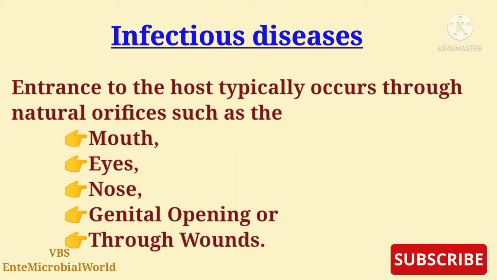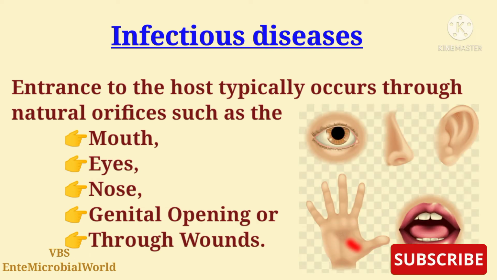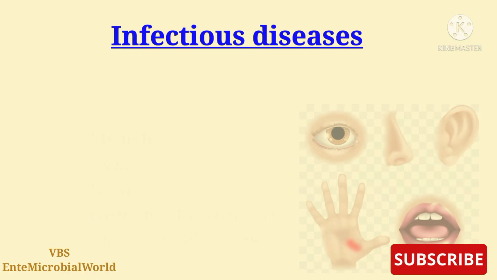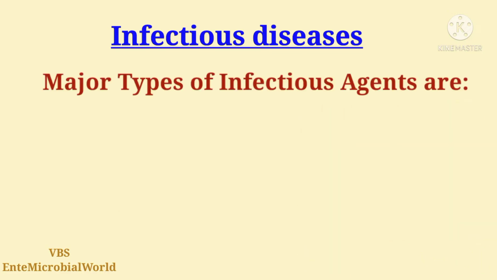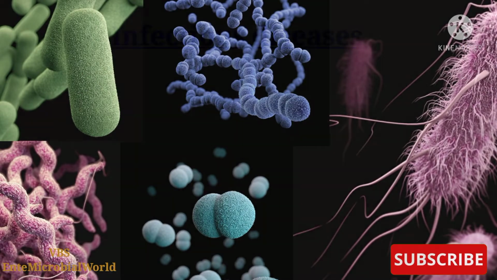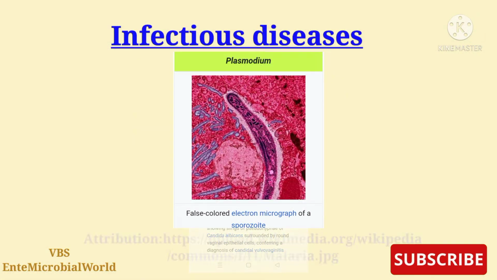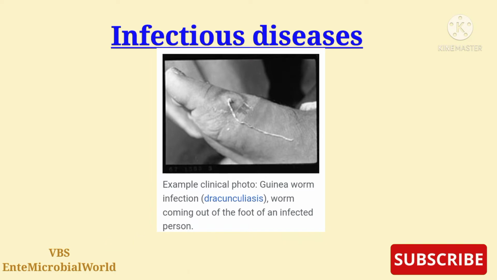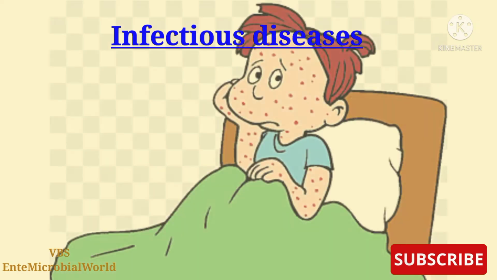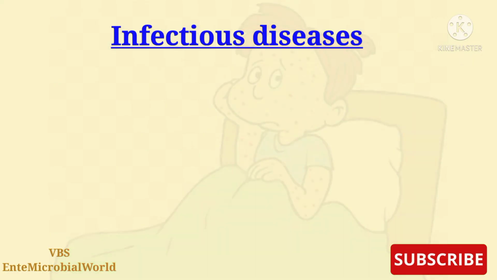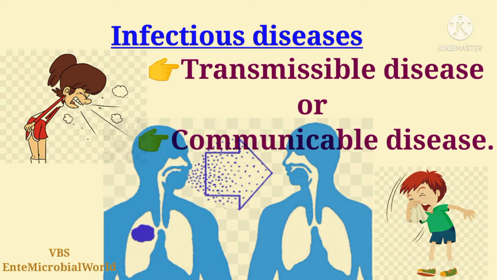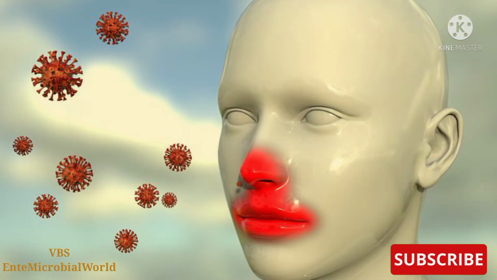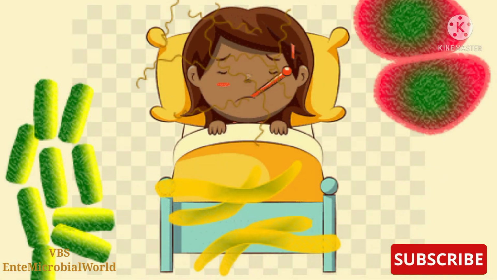Entrance to the host typically occurs through natural orifices such as the mouth, eyes, nose, genital opening, or through wounds. The major types of infectious agents are bacteria, viruses, fungi, protozoa, helminths, and prions. Infectious diseases are also known as transmissible diseases or communicable diseases. Up to this, we learned what is an infection and infectious diseases.